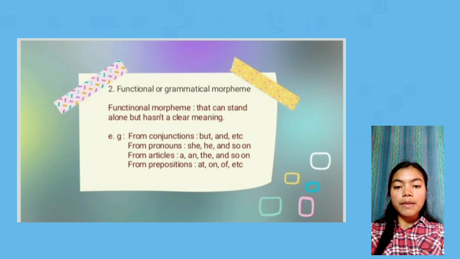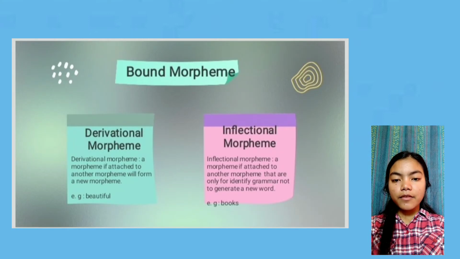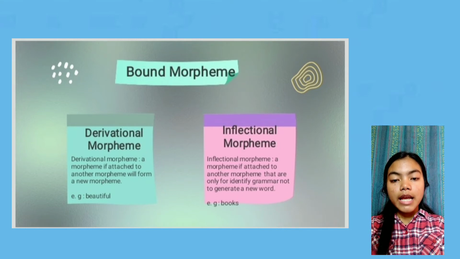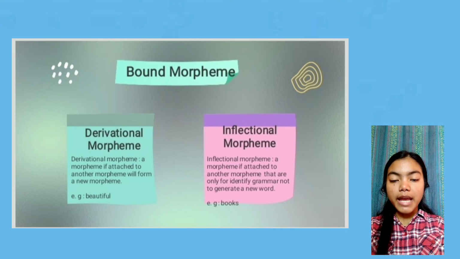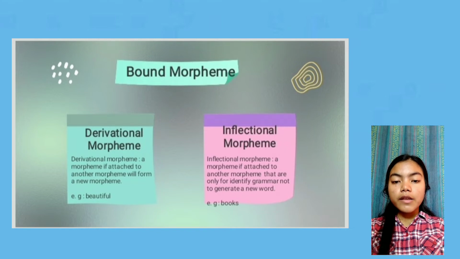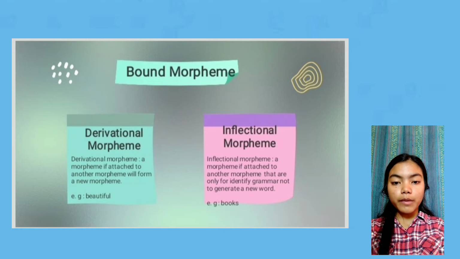Whereas a functional or grammatical morpheme is a morpheme that can stand alone, but the content of the message is not clear. For example, but, the, see, and so on. The second form of morpheme is bound morpheme. A bound morpheme is a morpheme that cannot stand alone, but must be attached to another morpheme. Bound morpheme can be divided into two, that is derivational morpheme and inflectional morpheme.